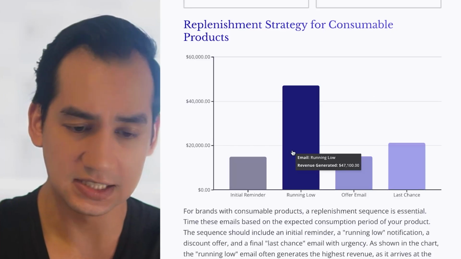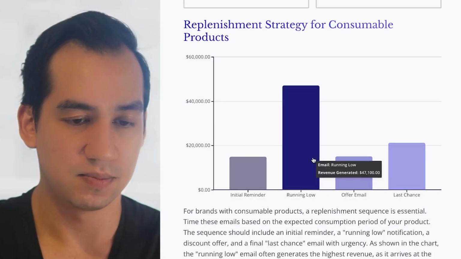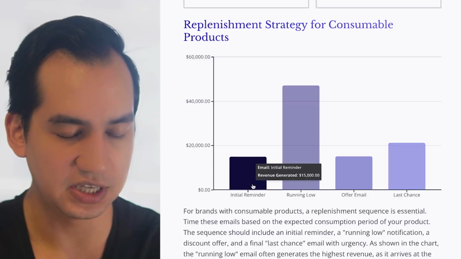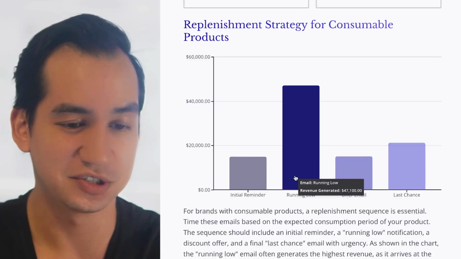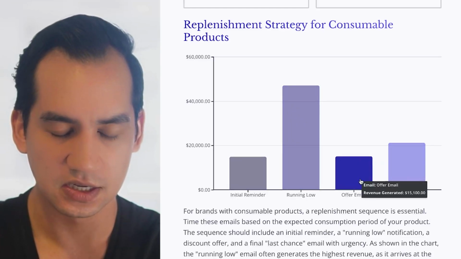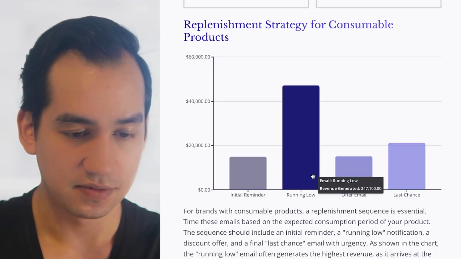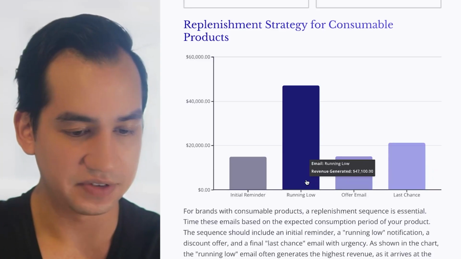All right. This is divided into 4 emails, and here is how each one performs sales-wise relative to each other. Number 1 is going to be the initial reminder. Number 2 is going to be running low, which basically is a scarcity angle. Number 3 is going to be the offer email. Number 4 is going to be the last chance. And typically, the scarcity is going to work the best. And you don't even need to give an offer here.